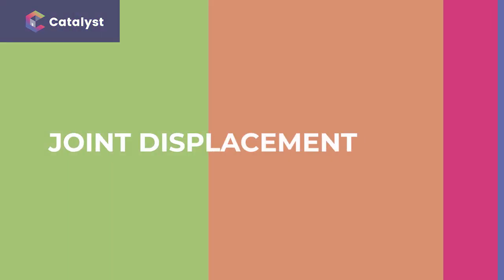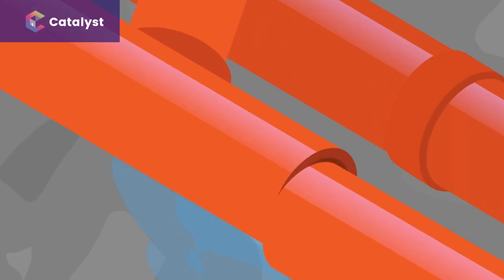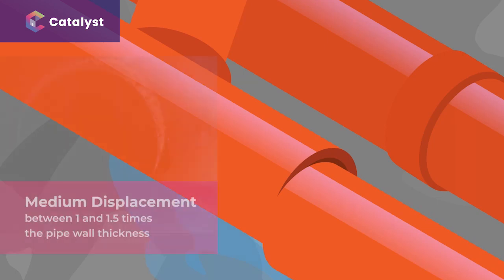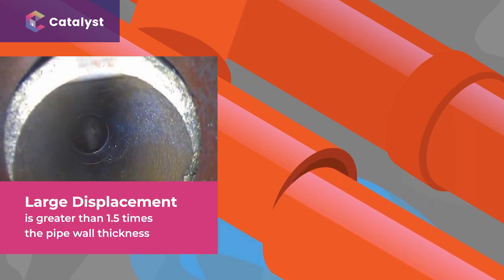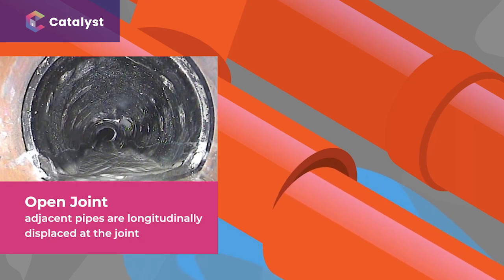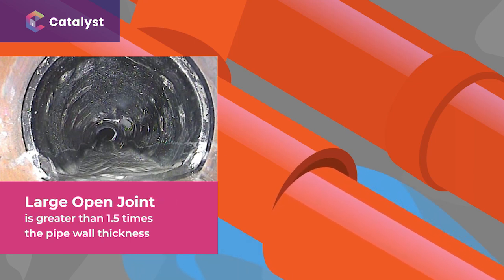Let's start with joint displacement. Joint displacement is where the pipe is not concentric with the socket of the adjacent pipe. A medium displacement is between 1 and 1.5 times the pipe wall thickness. A large displacement is greater than 1.5 times the pipe wall thickness. An open joint is where adjacent pipes are longitudinally displaced at the joint. A medium open joint is 1 to 1.5 times the pipe wall thickness. A large open joint is greater than 1.5 times thickness.